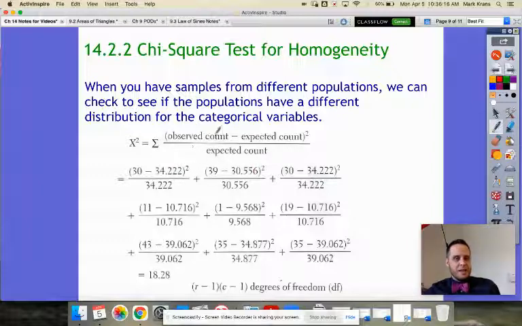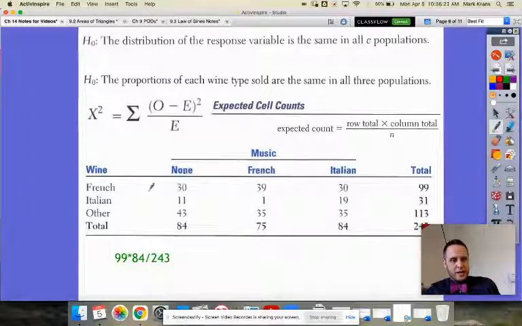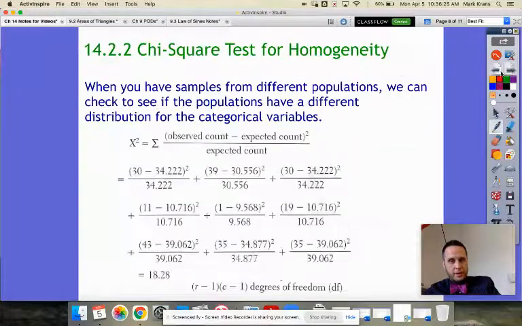This is the data from our last section where we looked at the different types of music that was playing and the different types of wine that people ordered, okay? And we talked about observed minus expected. So that 34.22 that we talked about, you get your observed minus your expected, squared, divided by your expected, and you would add up all of these and you get 18.28.